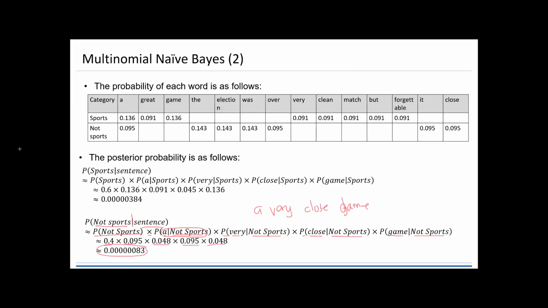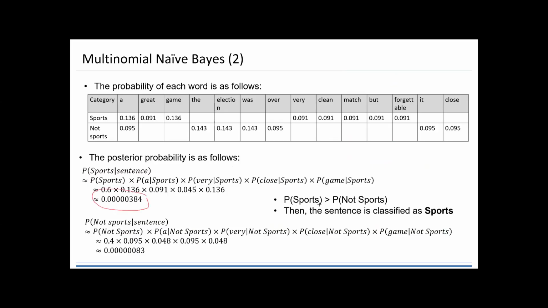So with this multiplication in this posterior probability based on the naive Bayes, what is the decision? Because the probability of sports is higher than the probability of not sports, the sentence is classified as sports. So the sentence a very close game belongs to sports based on the probability. So we choose the highest probability.